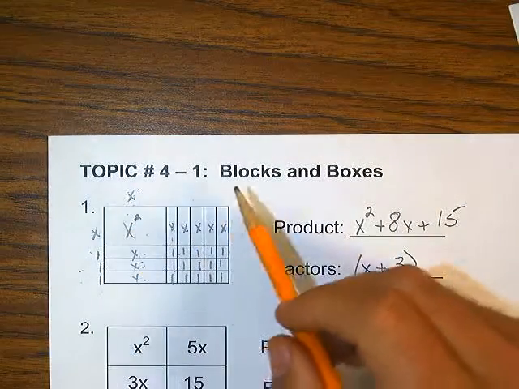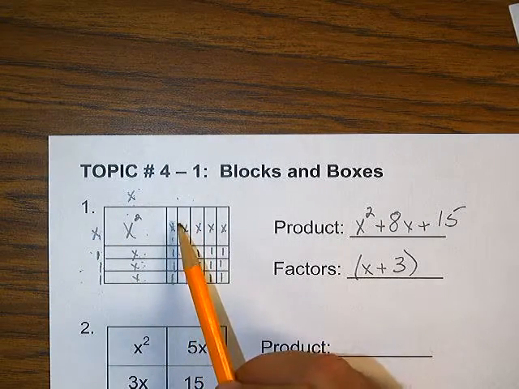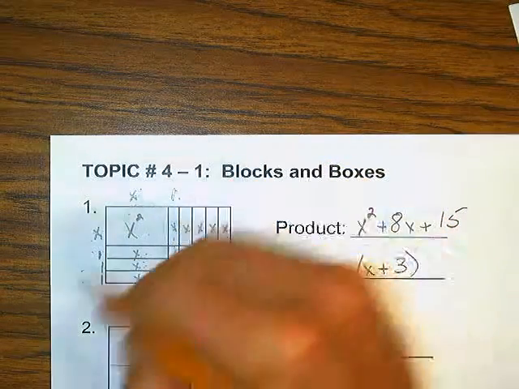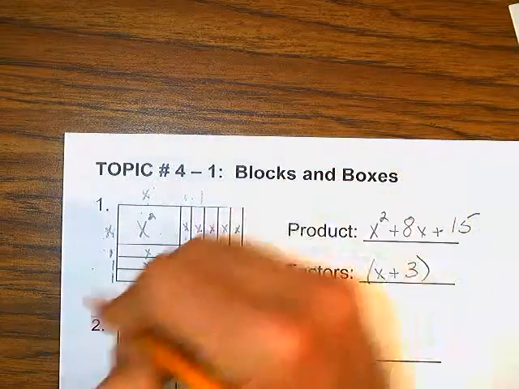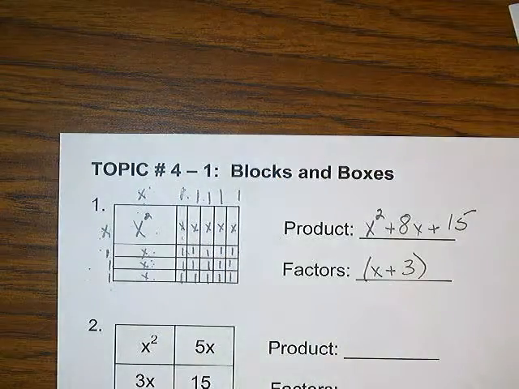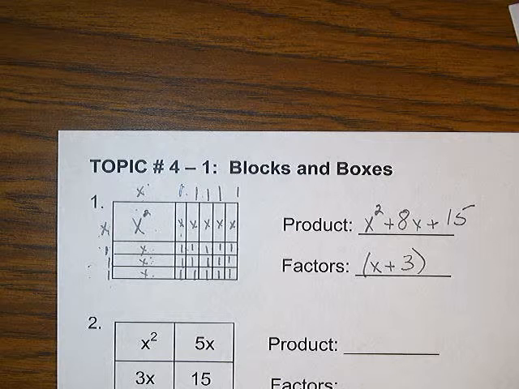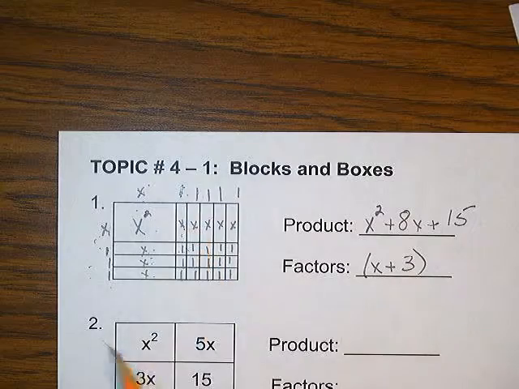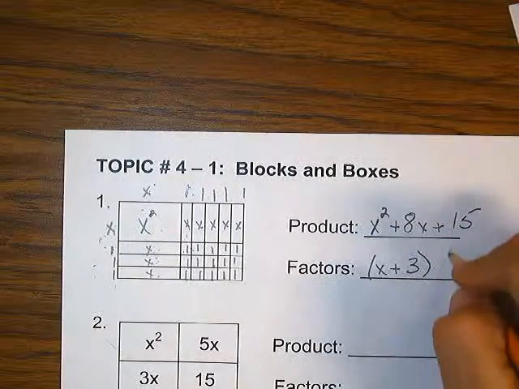Now we have to finish out the top. What times x is x? 1. And that multiplies all the way down. That's 1 as well. 1 times x is x, 1 times 1 is 1, and that's all the same. So up at the top we have x plus 5.